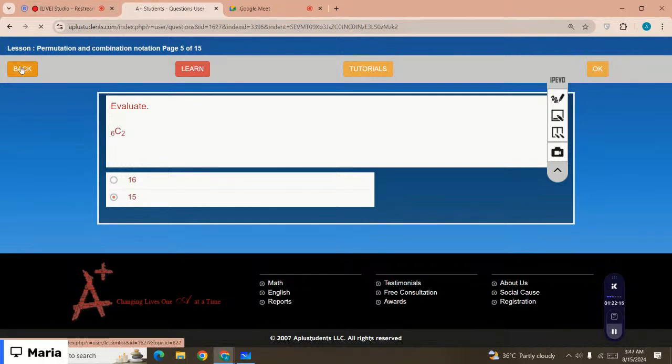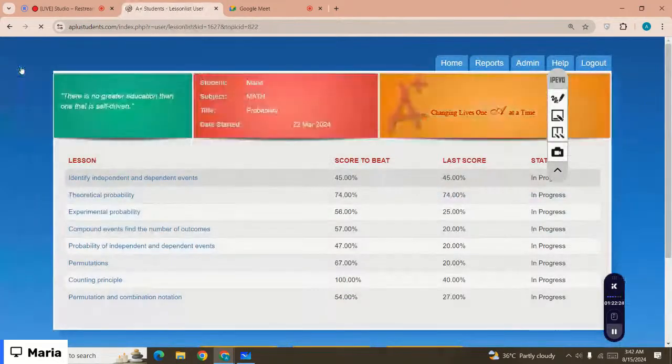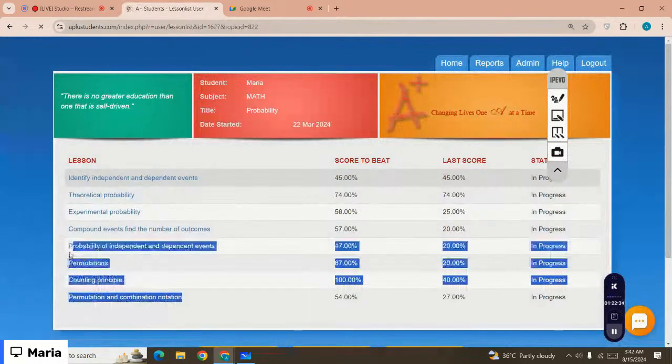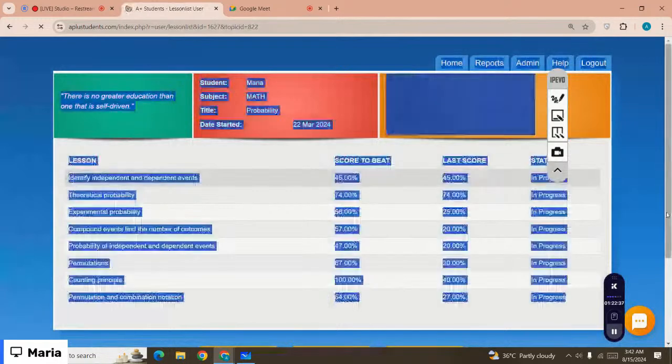So we were working on grade 9 math. The lessons we have covered today are probability of independent and dependent events, counting principle, and permutations and combinations notation.